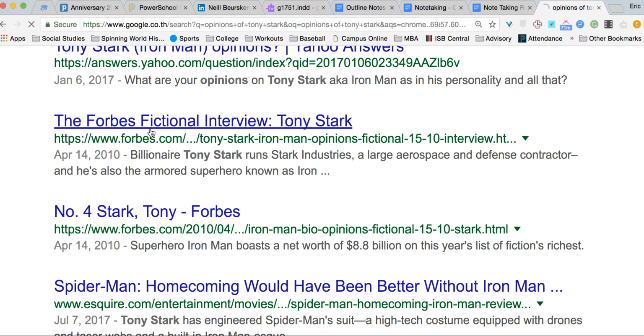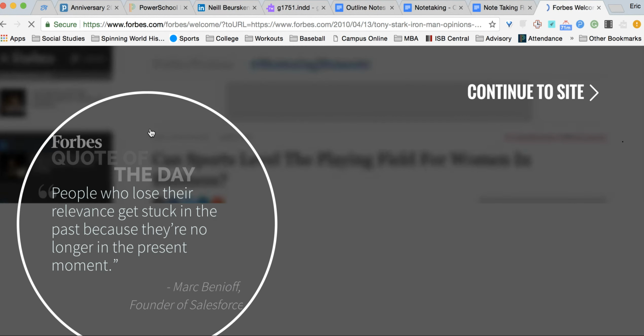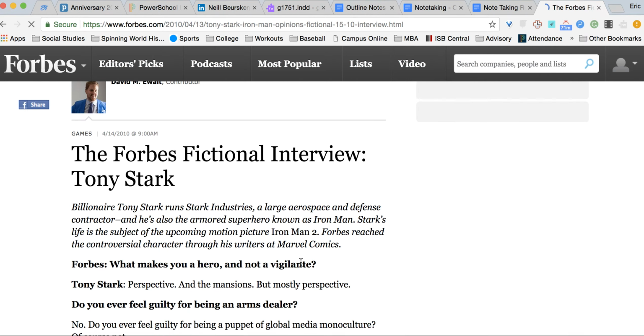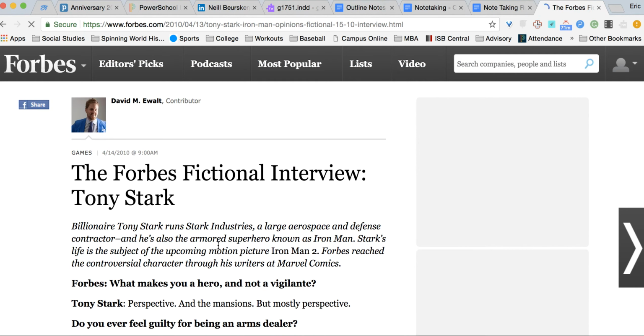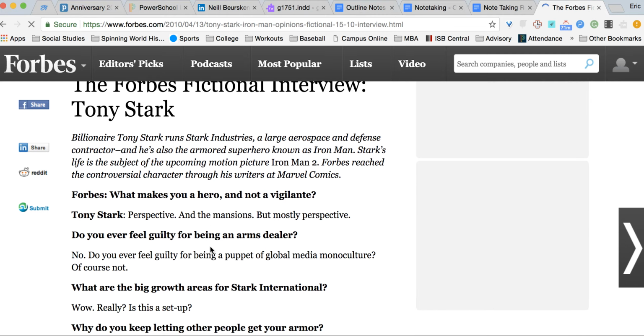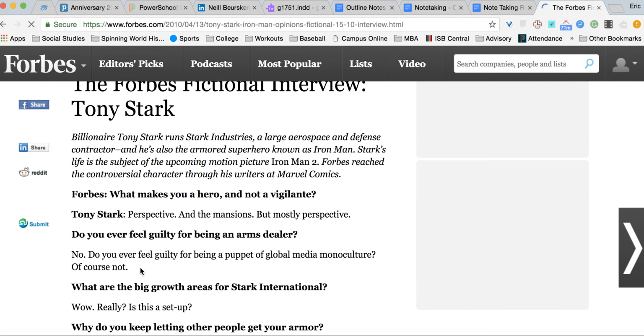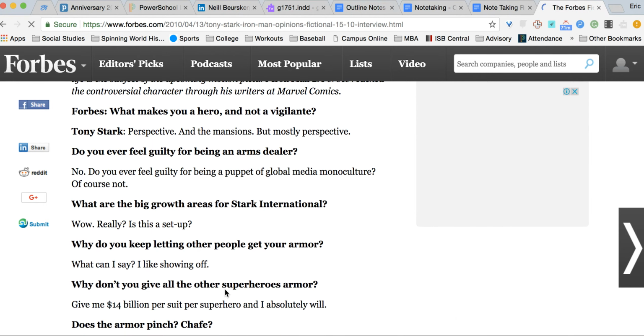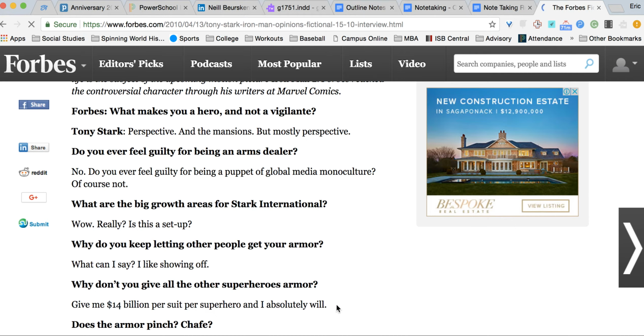The Forbes fictional interview Tony Stark. This is like if Forbes had an interview with a person. Billionaire Tony Stark runs Stark Industries, a large aerospace and defense contractor. He is also the armored superhero known as Iron Man. What makes you a hero, not a vigilante? Do you ever feel like you were being an arms dealer? Why don't you give all the superheroes armor? Give me $40 per super, and I absolutely will.